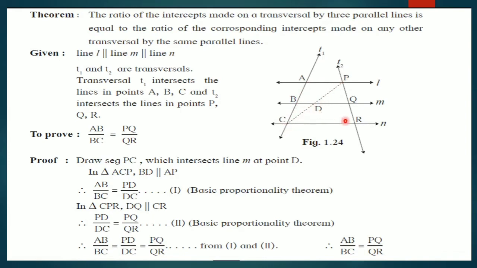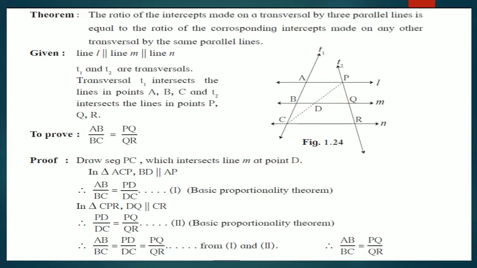Now we consider the triangle CPR, and there also DQ is parallel to CR. So by the basic proportionality theorem, BD upon DC is the same as PQ upon QR, and hence at the end we arrive at AB upon BC is the same as PQ upon QR. Because this ratio is equal to this and this is equal to this, hence both ratios are equal. Simple.